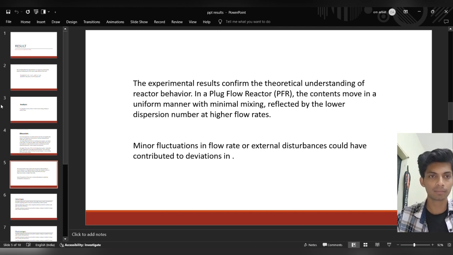Next, the sources of error and practical considerations, like the presence of air packets in the recirculation pipe, may have momentarily influenced the flow characteristics. As mentioned in precautions, allowing stabilization before measurements helped mitigate the issue. Minor fluctuations in flow rate or external disturbances could have contributed to the deviations.